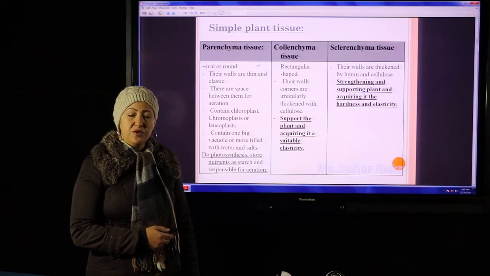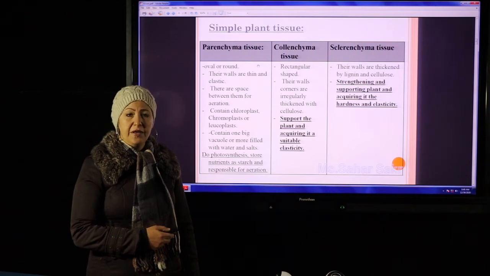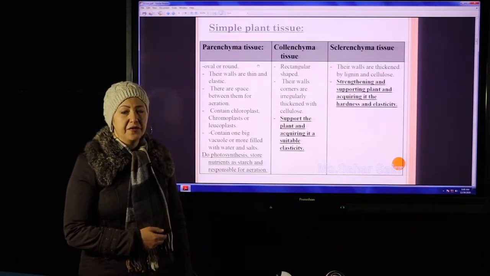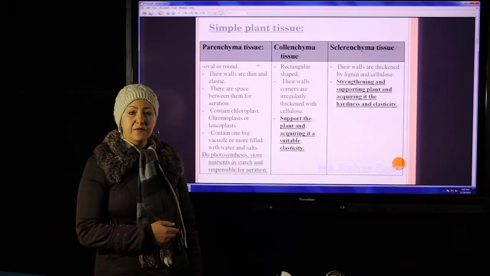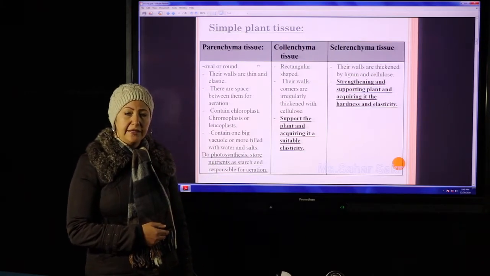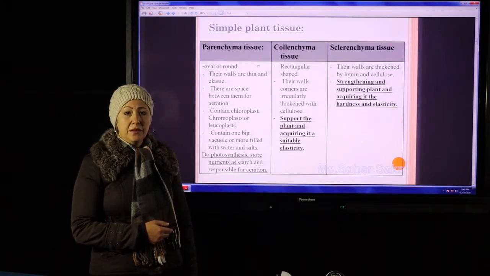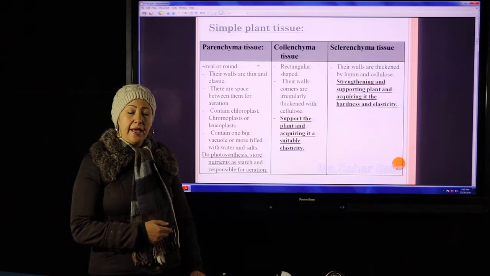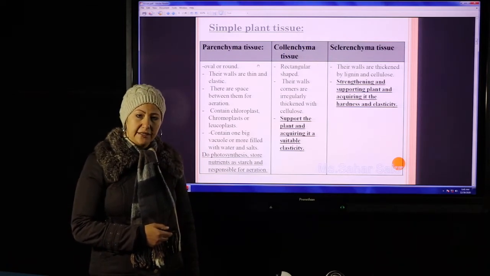If this type of tissue contains leucoplast, the function will be storage of the food for the plant in the form of starch. So about the function of this type of tissue, we have four functions now. The first one is aeration, because there are air spaces between the cells. So the main function here is aeration or gas exchange.